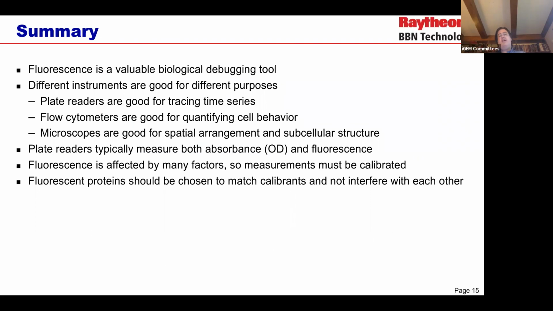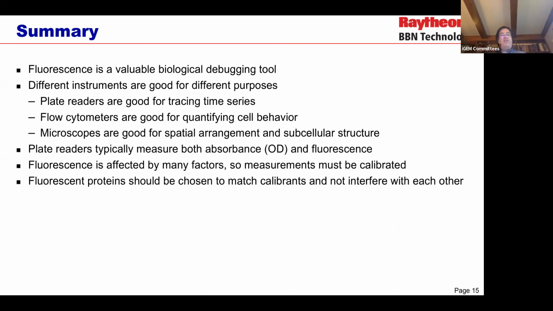In summary, fluorescence can be a very valuable tool for debugging biological systems. And the different instruments we have for measuring fluorescence are good for different purposes. Plate readers are really good for tracing time series. Flow cytometers are good for looking at the behavior of individual cells in population. And microscopes are good for understanding the spatial arrangement of cells and subcellular structure.